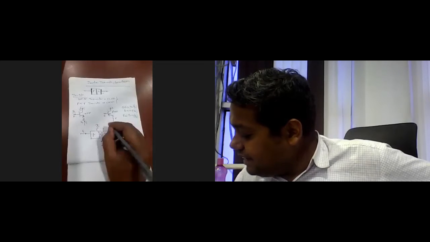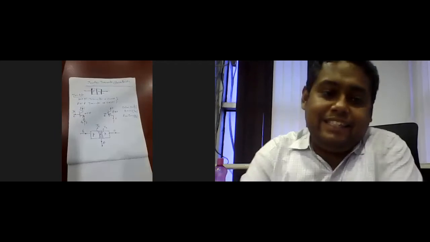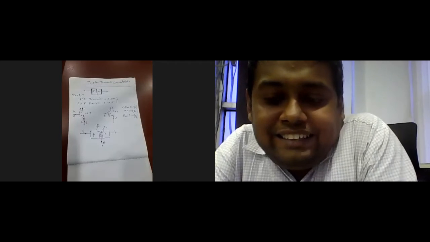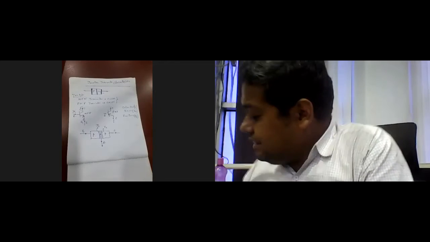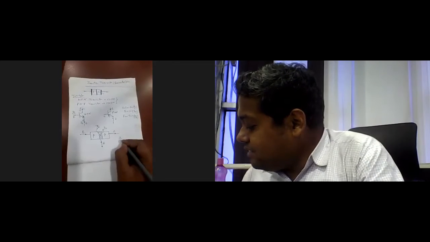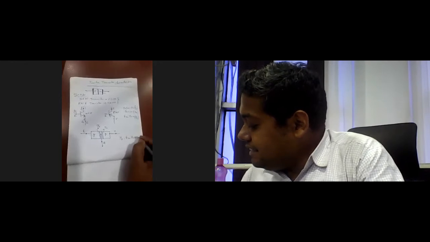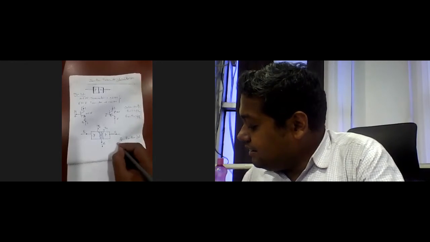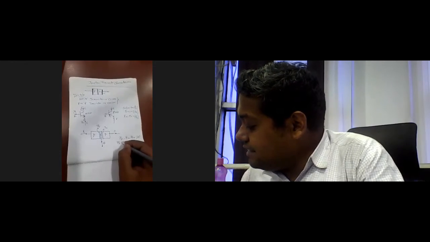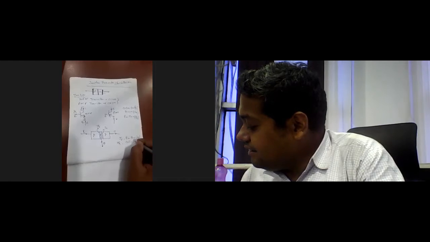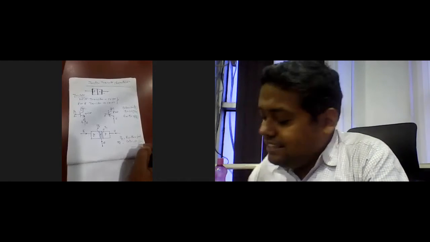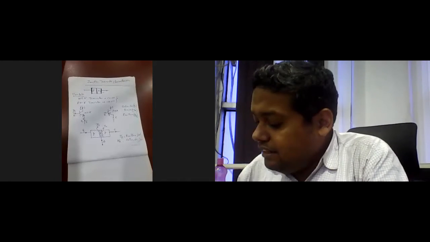This is one junction, and this is the other junction. This one is the junction JE, and this is the junction JC. JE is considered as the emitter junction, and JC is considered as the collector junction. JC and JE, and definitely the base region is very narrow.